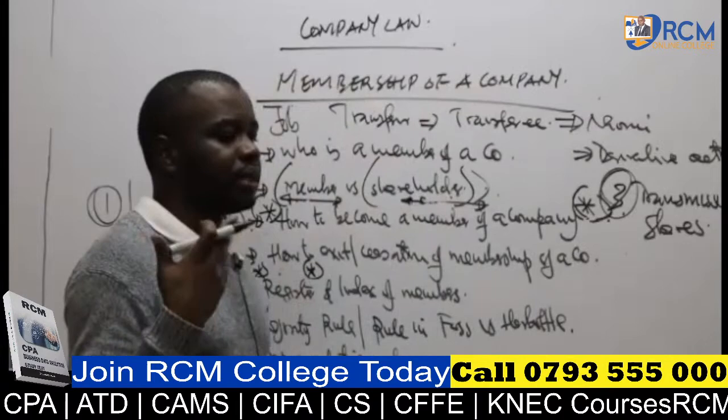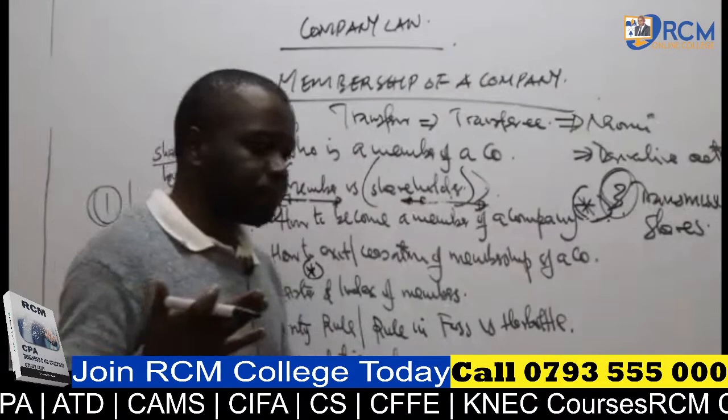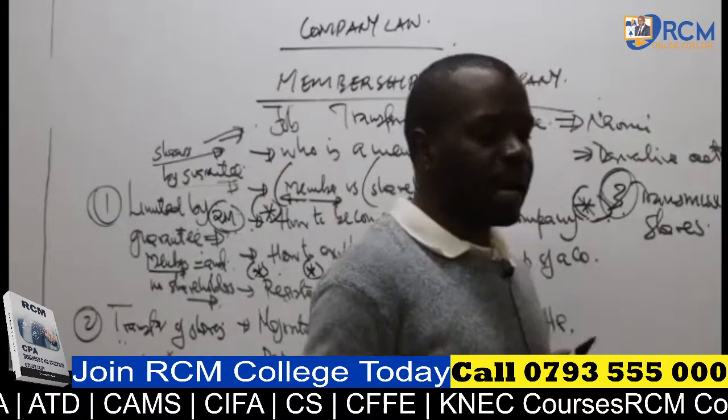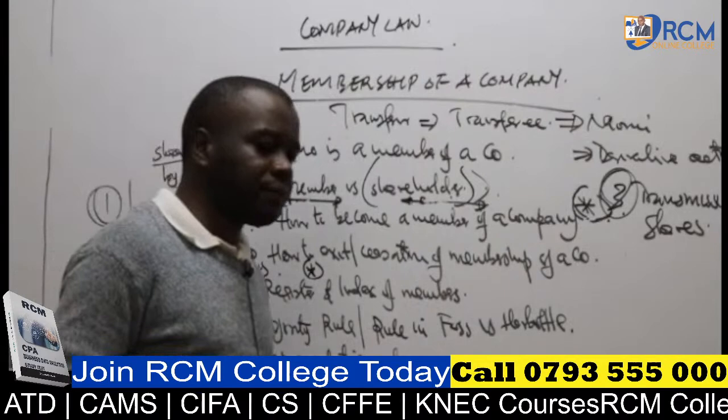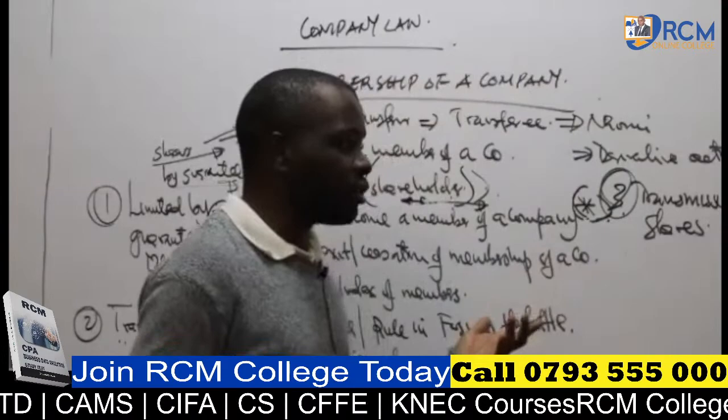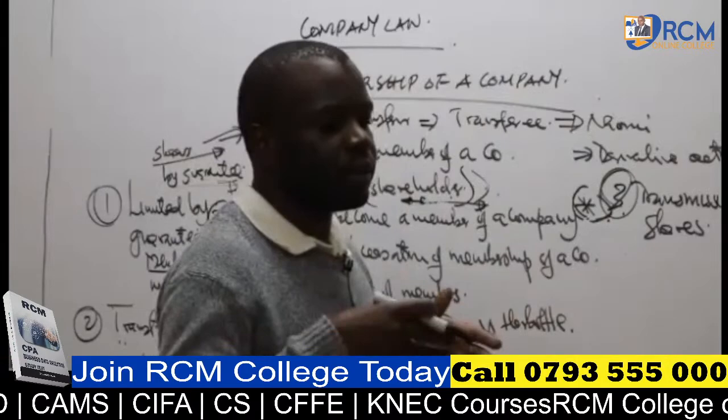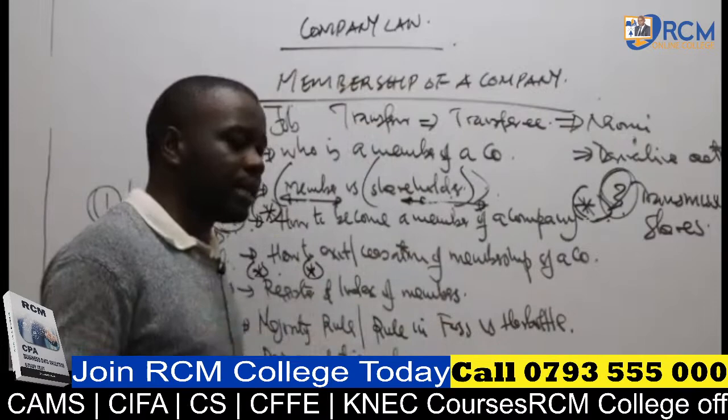So this particular person, who was a shareholder of the company, has clearly mentioned in the will that these shares of mine will go to my favorite son. My shares at Safaricom will go to my favorite son. So in case of death of such a person, the shares will be transmitted to the beneficiary, to the favorite son.